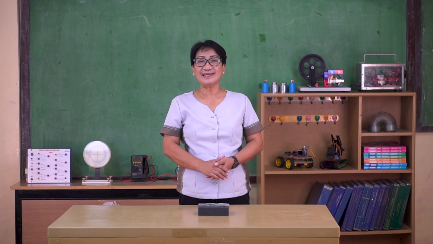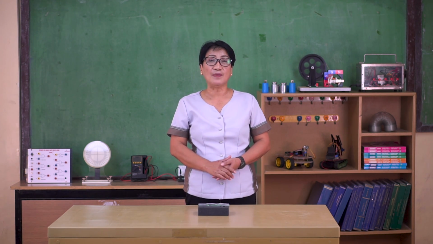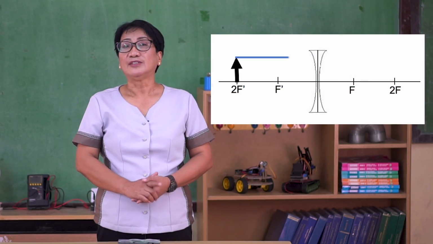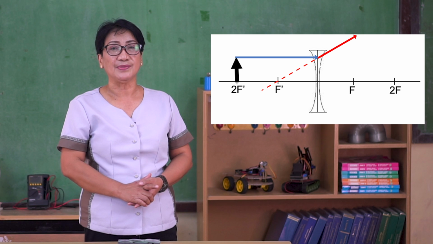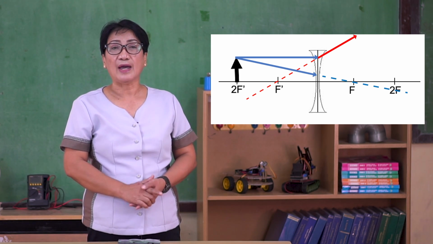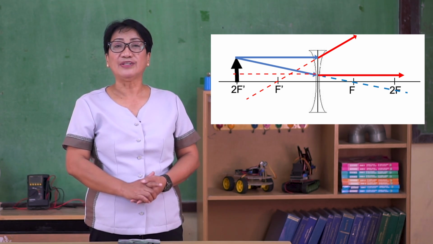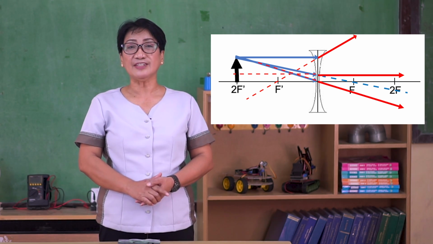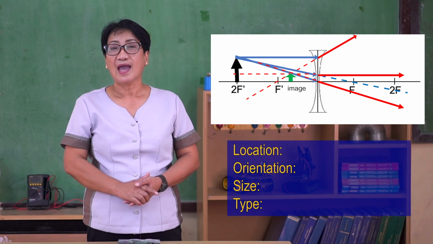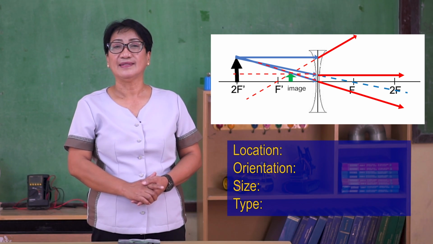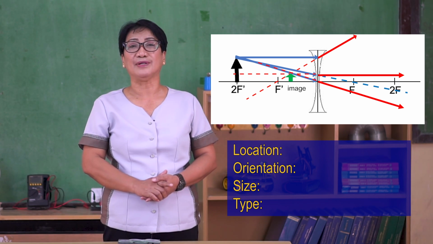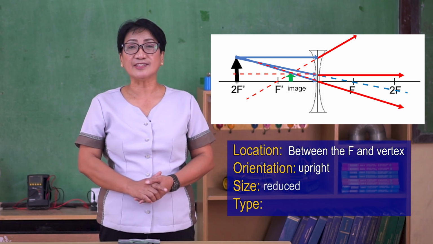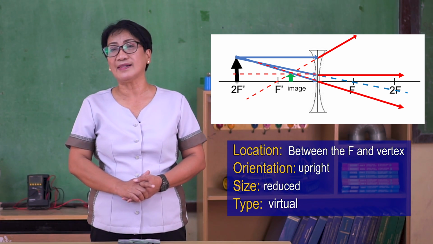Now, let us apply this in finding the location of the image when an object is placed at 2F in front of a concave lens. First, draw the PF ray from the tip of the arrow. On the same point, draw the FP ray. Then draw the V ray. Like in a convex lens, the intersection of the refracted rays is where the image is formed. How will you describe the image formed? That's right, the image is located between the F and the vertex. Its orientation is upright, its size is reduced, and it is a virtual image.